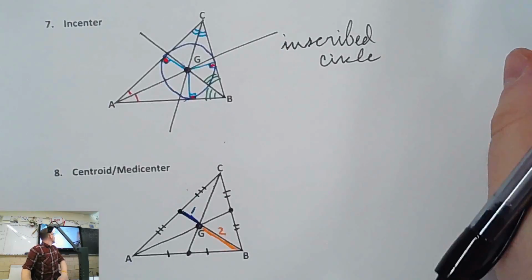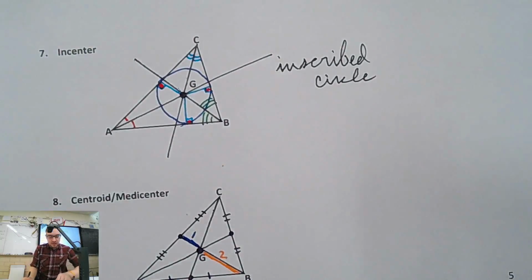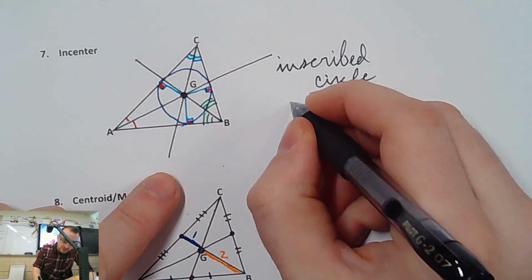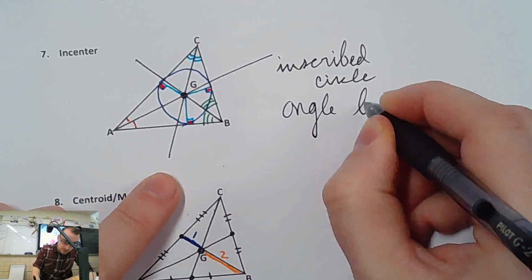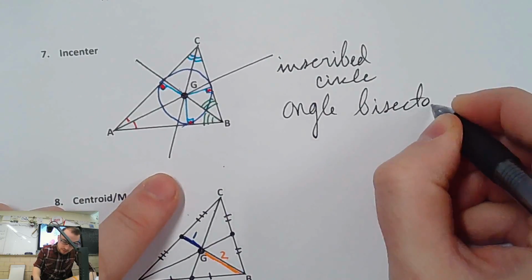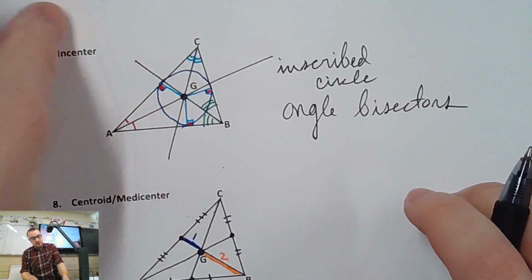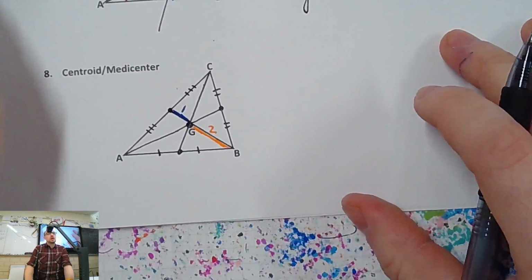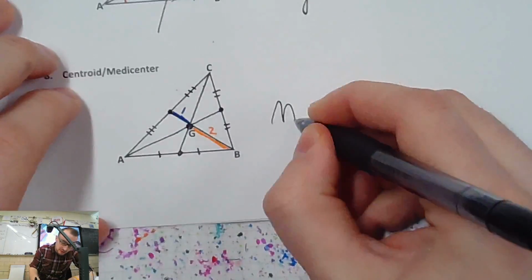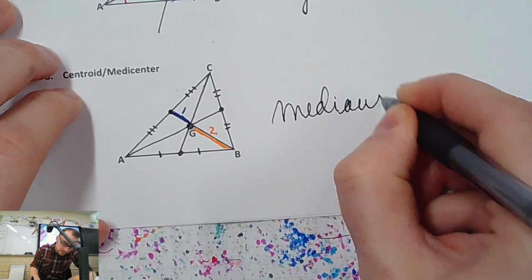7, what lines do we have to make to do the in-center? Angle bisectors, right? That's what those are. And then, what lines make the medicenter or centroid? Medians, right? Cool.